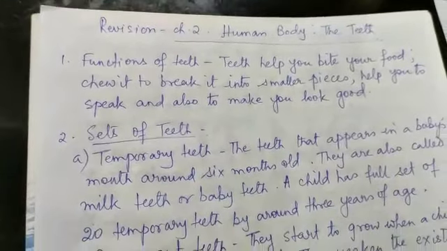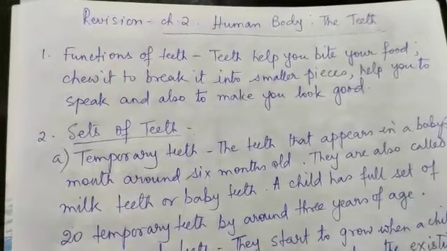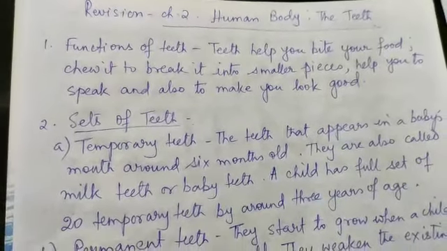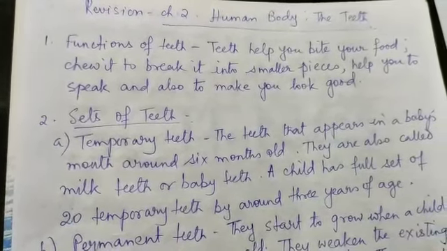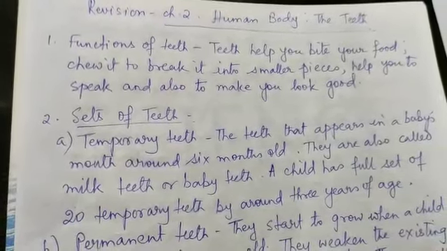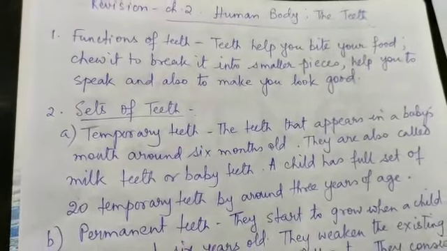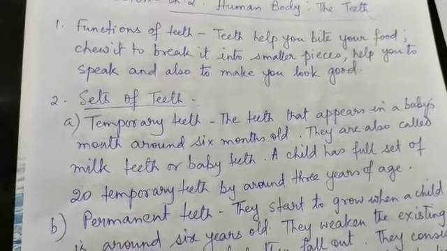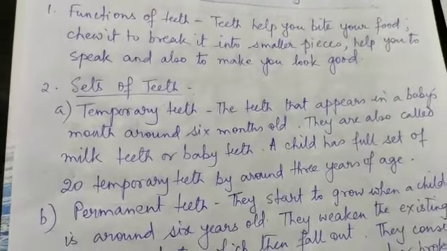Chapter 2, Human Body, the Teeth. Functions of teeth. Teeth help you bite your food, chew it to break it into smaller pieces, help you to speak and also to make you look good. So, you bite your food with your teeth, you break it into smaller pieces, and teeth also help you to speak and make you look good.